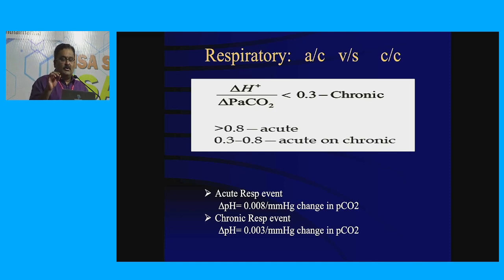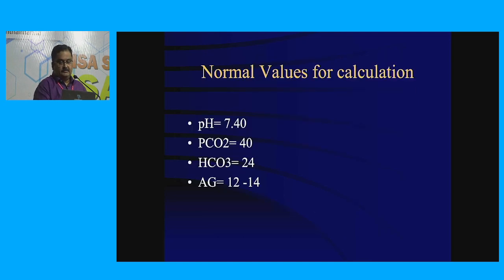Okay. For the change in pH will be 0.008 per millimeter mercury change in PaCO2. In chronic it becomes 0.003 for every millimeter mercury change in PCO2. Acidosis, PCO2 will go up, so the pH will come down. Okay. So I will give you an example.